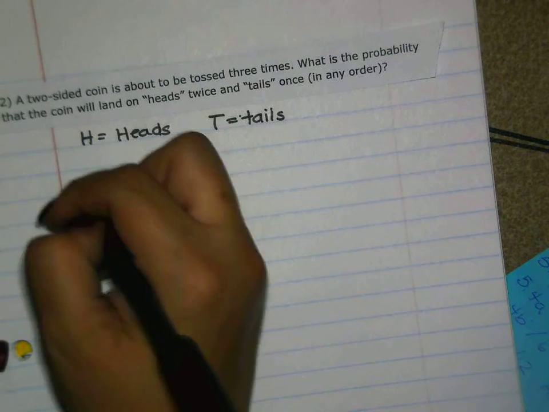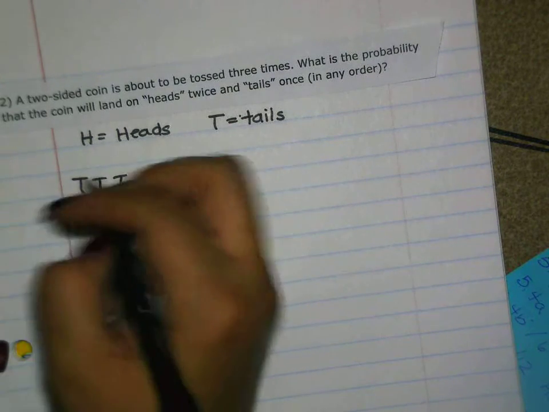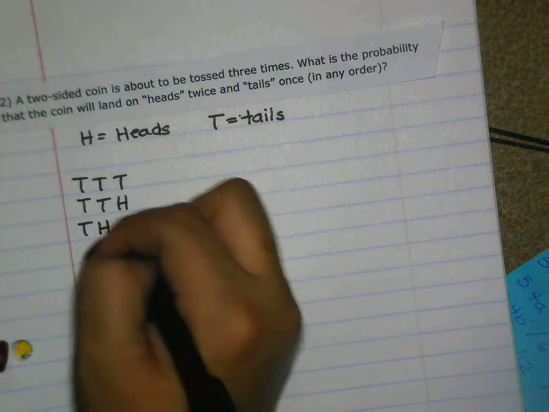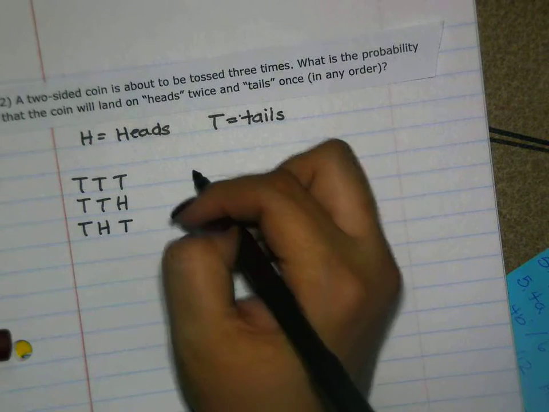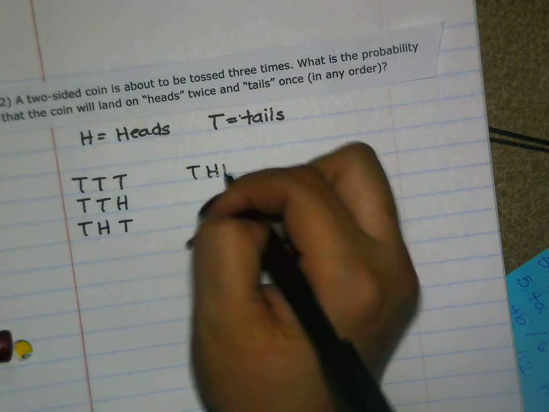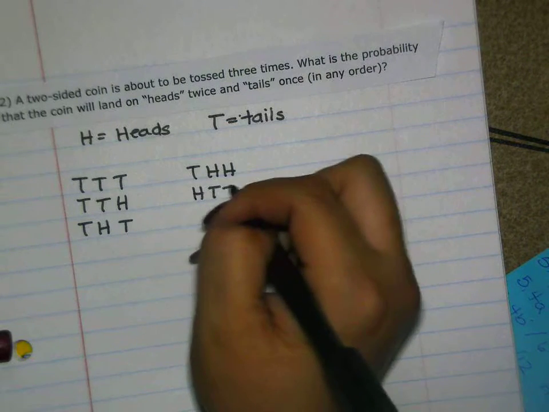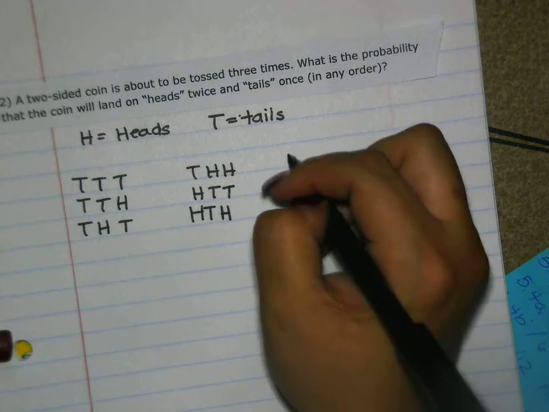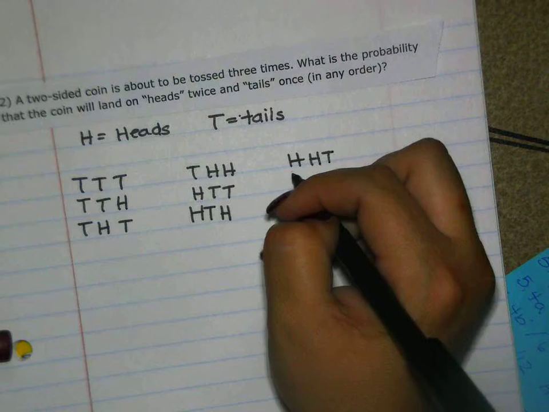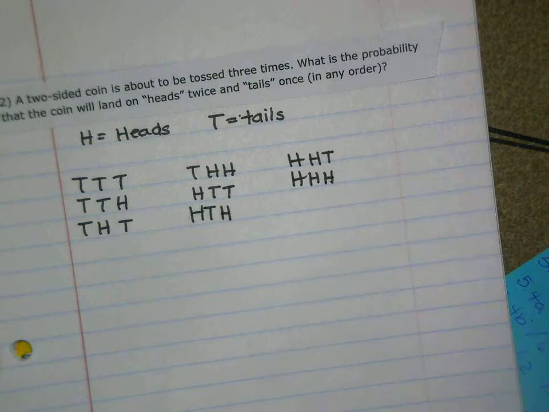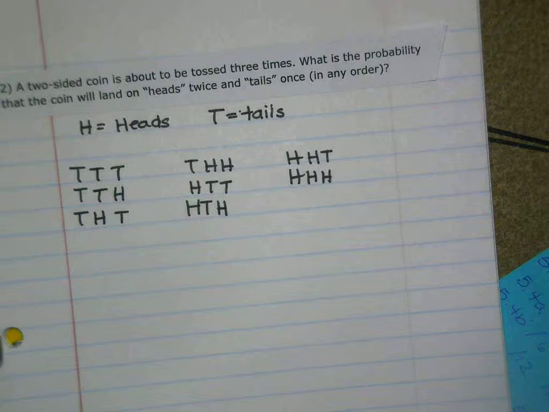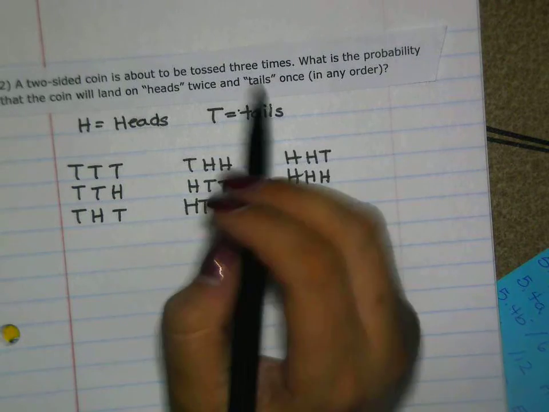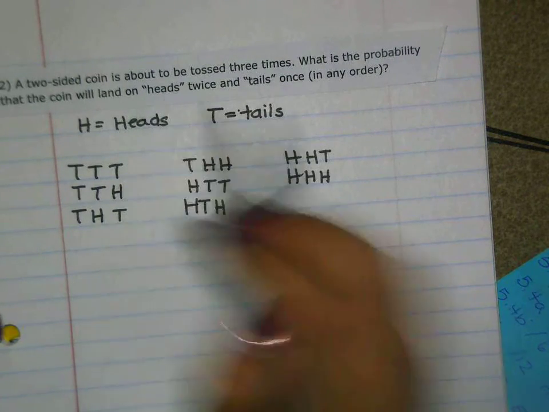First we can have tails, tails, tails. That'd be awesome, right? Then tails, tails, heads. And then tails, heads, tails. Or they could land tails, heads, heads, or heads, tails, tails, or heads, tails, heads, or heads, heads, tails, or heads, heads, heads. So those are all the different ways that they could land, right? So 1, 2, 3, 4, 5, 6, 7, 8 different ways that they could land in that order.